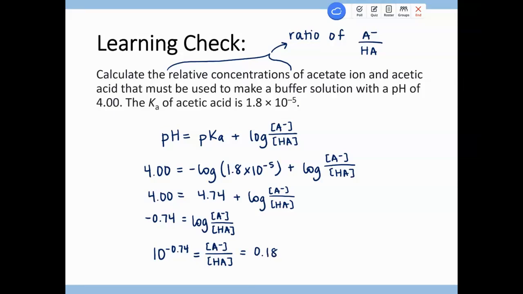So the ratio here is 0.18. With the information provided, we can't calculate a particular concentration of A minus and a particular concentration of HA. We're just looking for the ratio. So if you add 1 molar HA, then to create a pH of 4, you need to add 0.18 molar A minus. Or 2 molars HA would be 0.36 A minus. So as long as that ratio of the 2 is 0.18, you'll get your pH of 4.